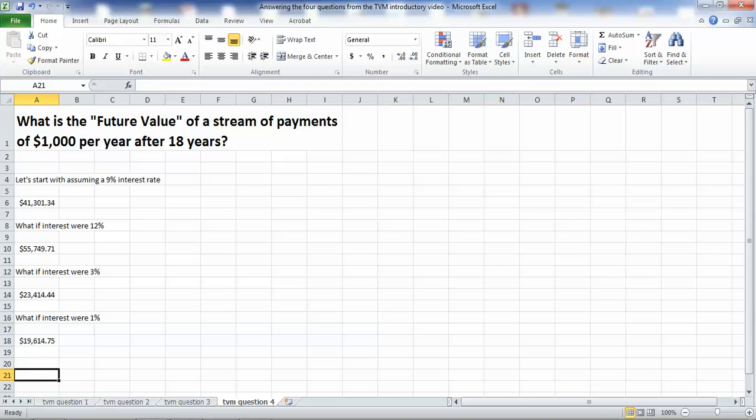So let's talk about what happened to the future value of our stream of payments as interest rates went up. Well, from 1%, it was worth $19,000, and if you can get 9% on your money, you can more than double it to $41,000, and that's because the interest that you're getting every year on the amount that you've put away already is earning more interest, and that interest is at a higher rate, so it's compounding faster or at a better rate, and that is why you end up with a higher future value.